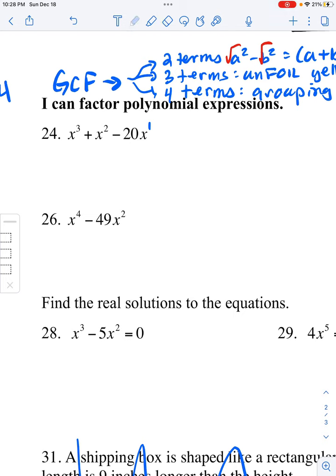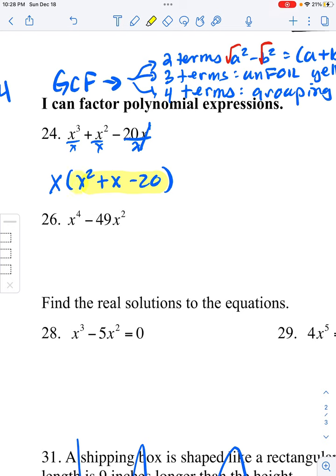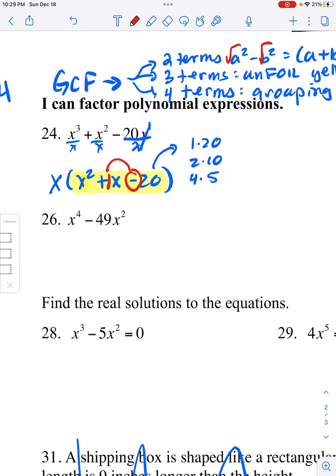When you take out an x from here, you're left with x squared. From here, you're left with x. And from here, you're left with minus 20. But now comes the choking part of the video: you have to use your yellow card to see if there's a way to break up 20. So look at your card. You need to break up 20 in a way that subtracts to be this middle one. So 4 and 5 work.